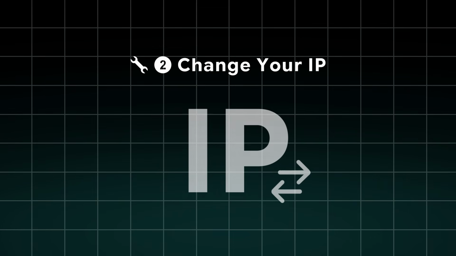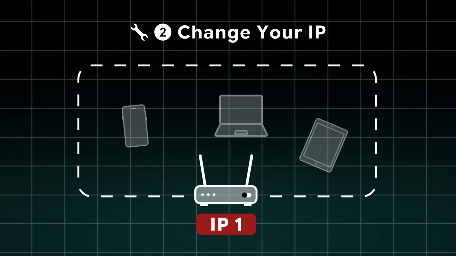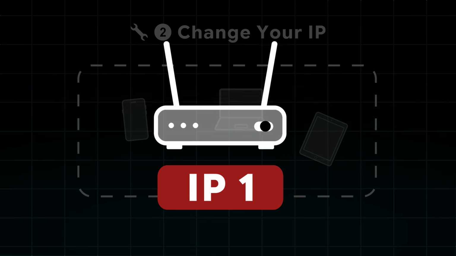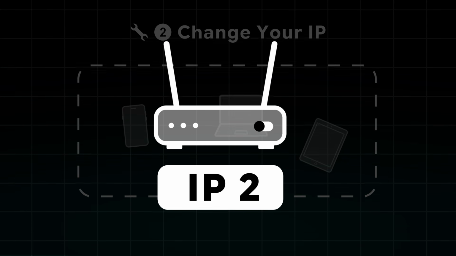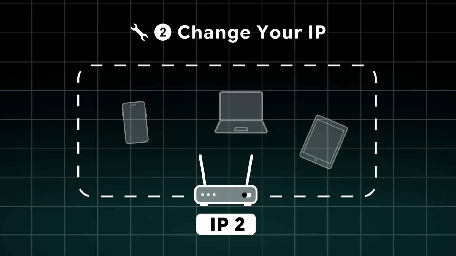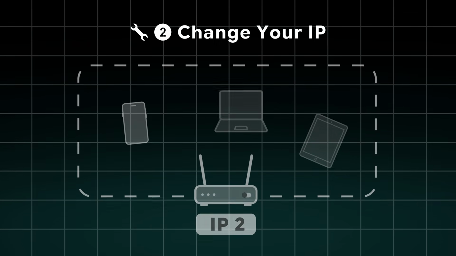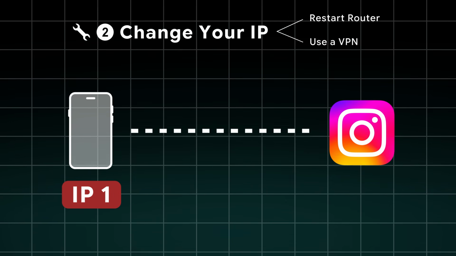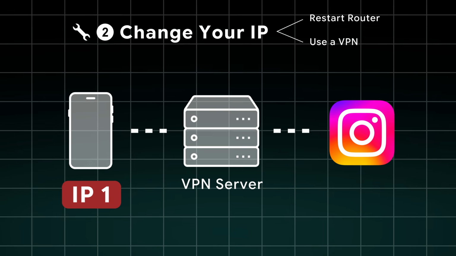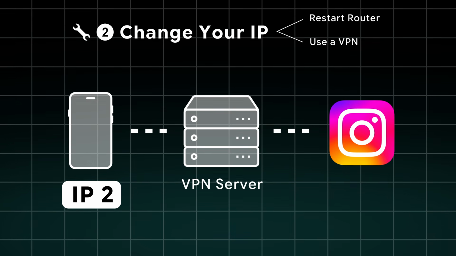Fix number two, change your IP. If you're on Wi-Fi, the simplest thing is to restart your router. Some ISPs will give you a new IP after reconnecting, but not all of them do. Another way is to use a VPN. It routes your connection through a different server, so you get a completely different IP.